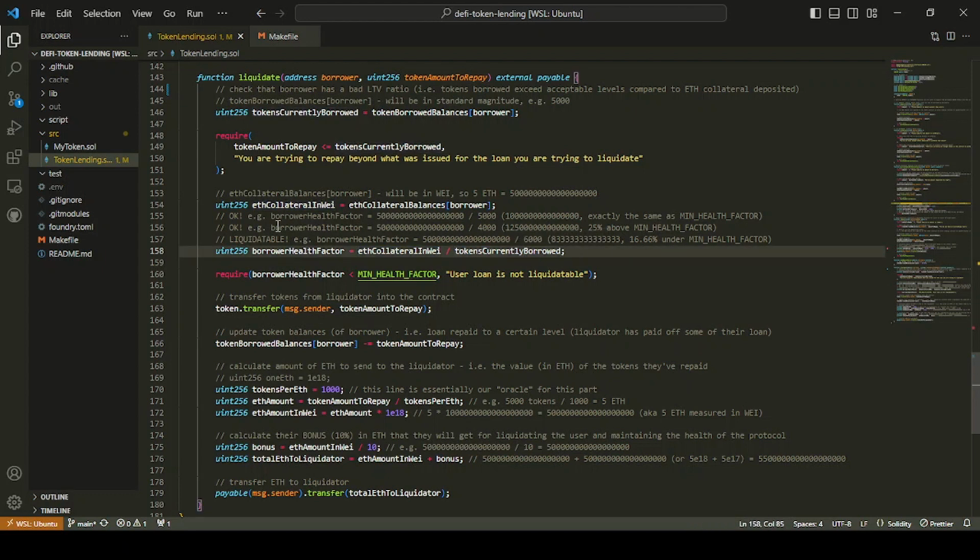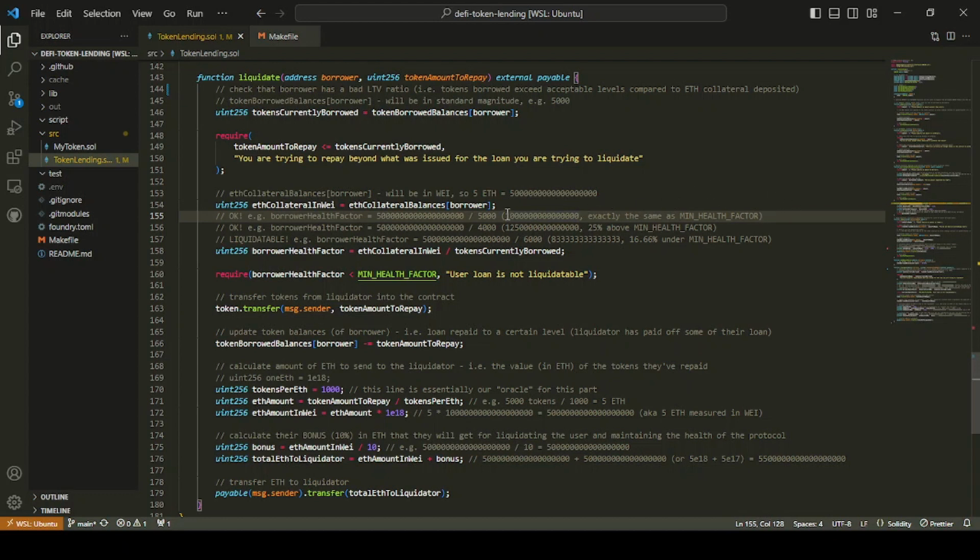So I have a couple of them here. ETH collateral in wei, say somebody has 5 ETH, which would be 5 with 18 zeros after it, and we divide it by 5,000 tokens, okay? That person would have a health factor of 1. Of 1 there, okay?